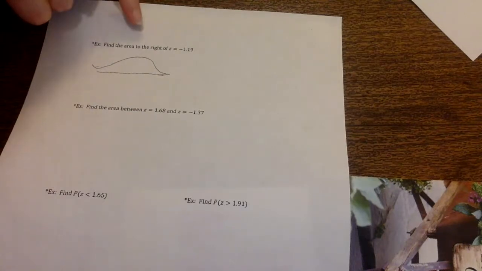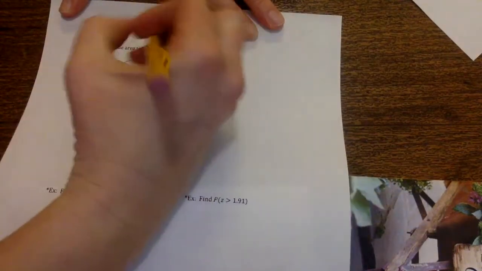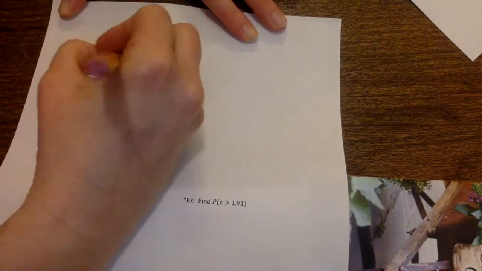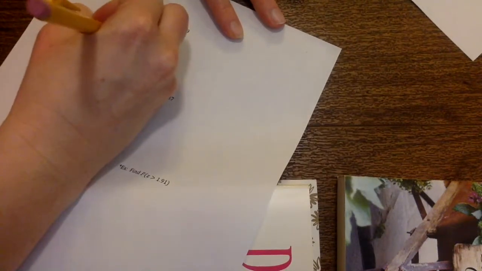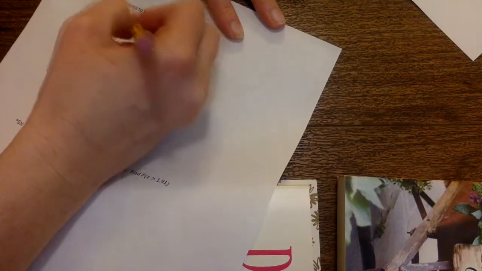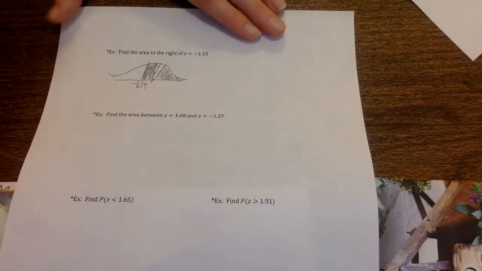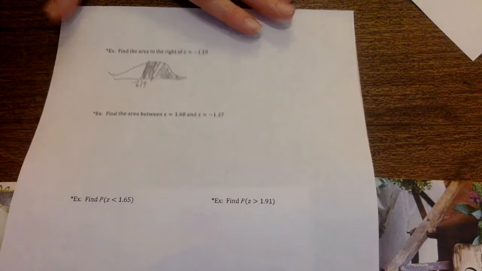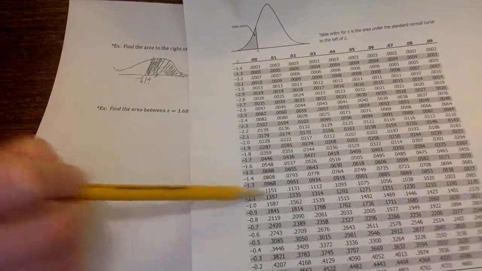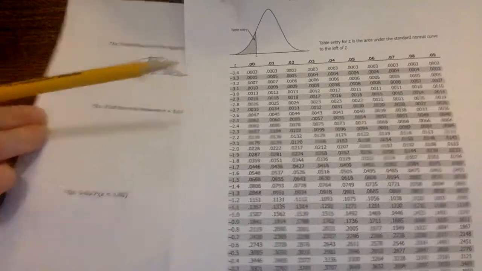Okay, so this time we want it to the right of negative 1.19. So when I draw this, again, that's going to be 0 if you want to write that in there. You don't have to. It doesn't have to be drawn to scale either. Negative 1.19, and we want the area to the right. So our picture is going to look like that. Okay, so when I look at my negative z-scores, negative 1.19, negative 1.1 all the way over to 9, but here's what you should notice.